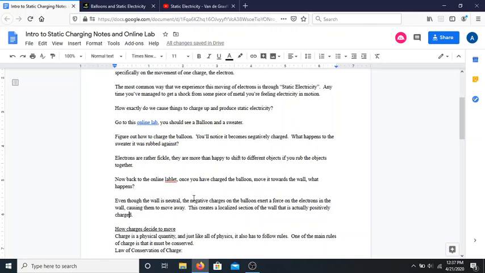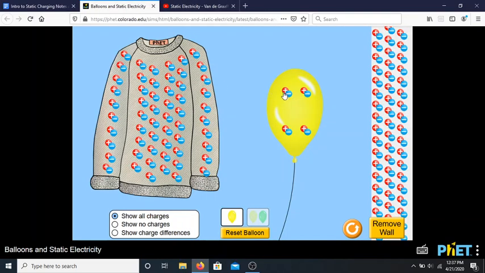All right, so hopefully you had a chance, ladies and gentlemen, to work through those four questions. This balloon is an excellent example of charging things via static electricity. So if we look at the lab, you'll notice that all of these objects, the three that we have so far, this wool sweater, this balloon, and this wall, all right now are neutrally charged. They have the same number of protons and electrons.